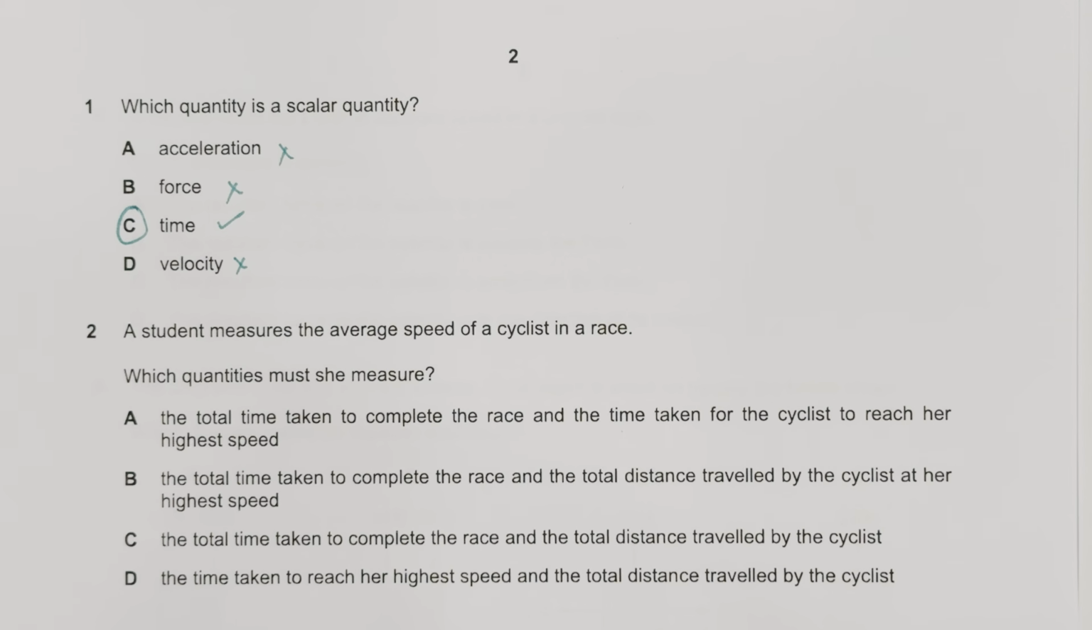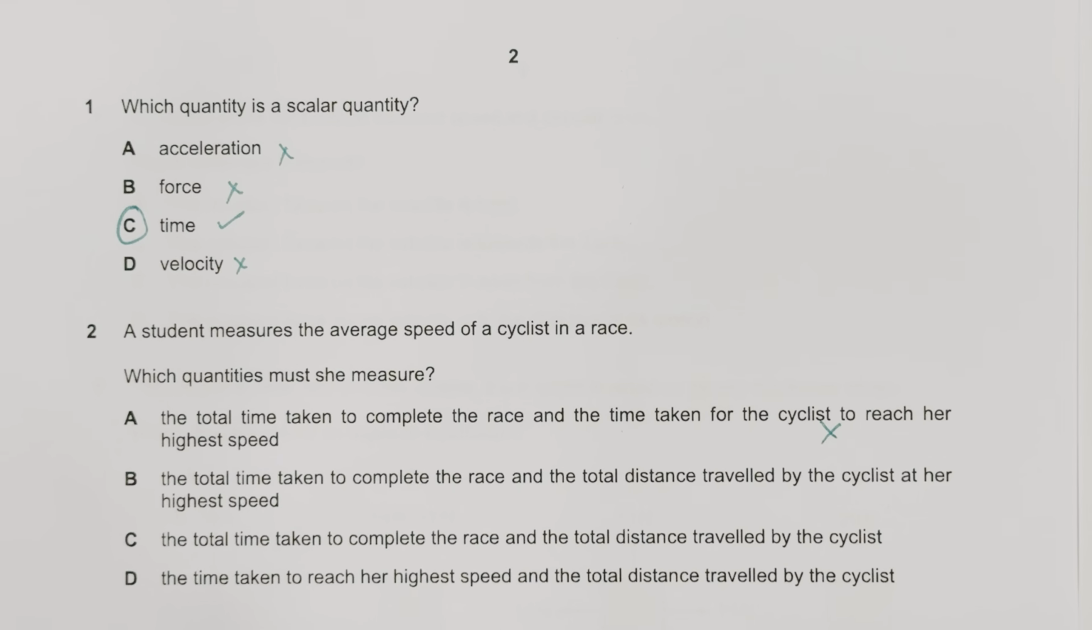Question number 2 is that a student measures the average speed of a cyclist in a race. Which quantity must she measure? We know that average speed has a formula of total distance divided by total time. Option A: the total time taken to complete the race and the time taken for the cyclist to reach the highest speed. No, this is the wrong option.